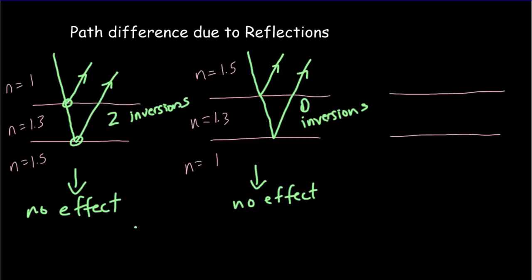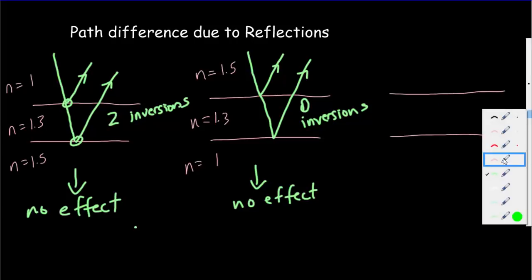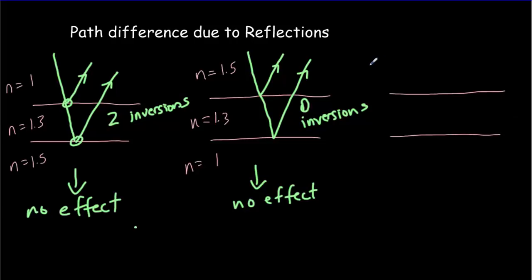Now let's try a third case. Look at our third thin film. And this time, let's make it a soap bubble. So we're going to go from air, n equals 1, to soap, n equals 1.3, back to air, n equals 1. So at the first interface, we do get an inversion because you're going to more optically dense, but at the second interface, there is no inversion because you're going to less optically dense.